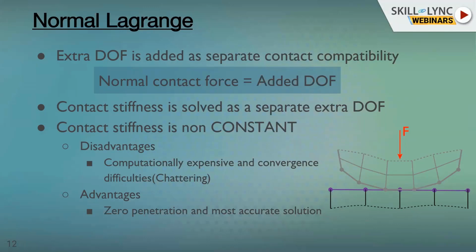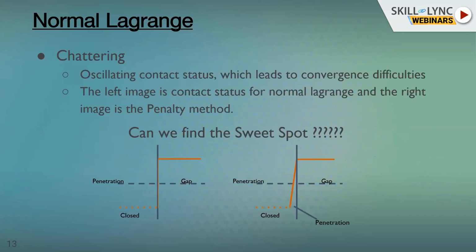If you remember in the finite element method, each node has certain degrees of freedom, right? So there will be an additional degree of freedom which we need to solve if we are going for the normal Lagrange method. And that degree of freedom doesn't allow one body to penetrate into the other, but it comes with a cost. It is computationally expensive. It is more accurate as compared to the penalty method, but it is not allowing any kind of penetration.